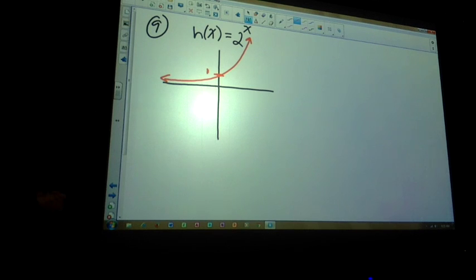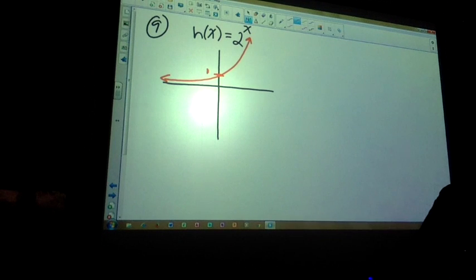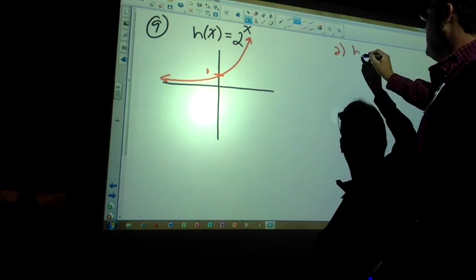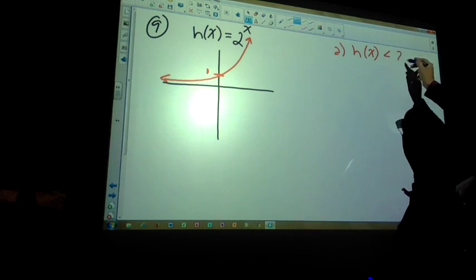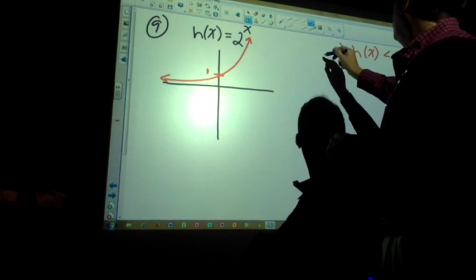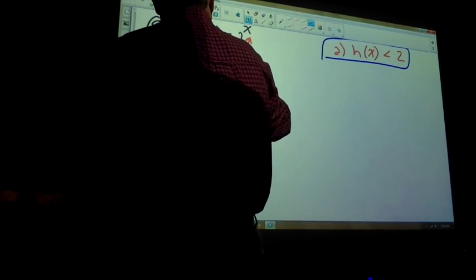Yeah. So in this line, what's 2? Is it the domain or the range? I'm not there yet. The 2 is just the base. Okay? So, for what value of x is h at x less than 2? Okay? So where is this less than 2?